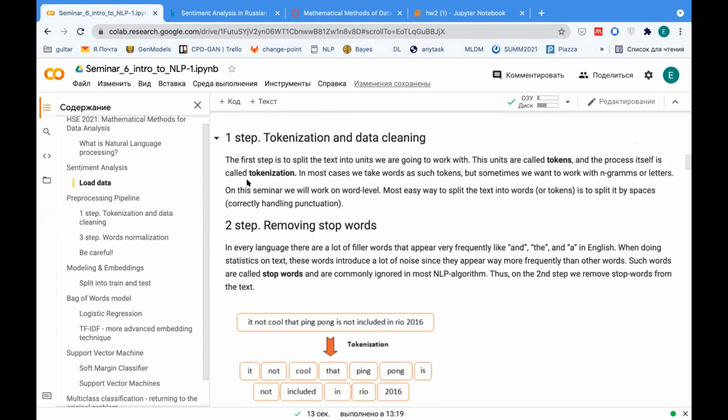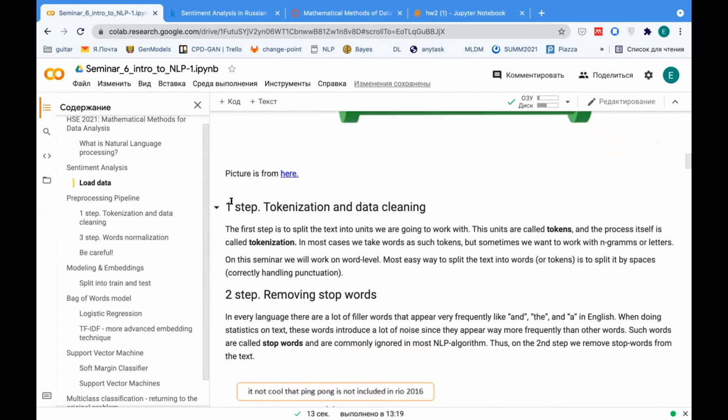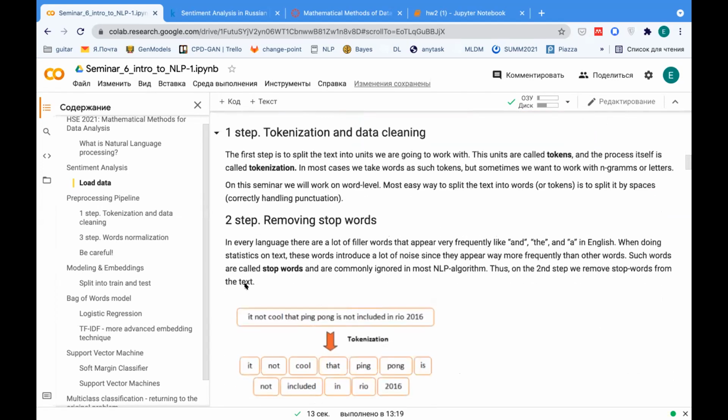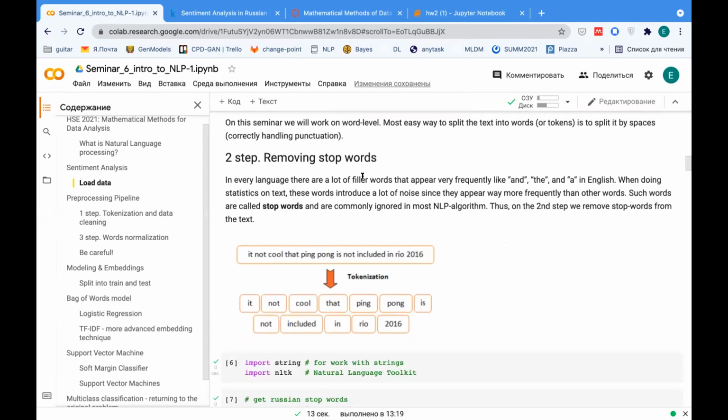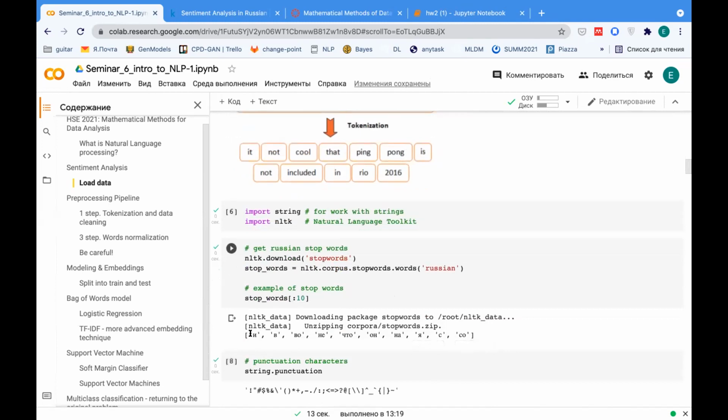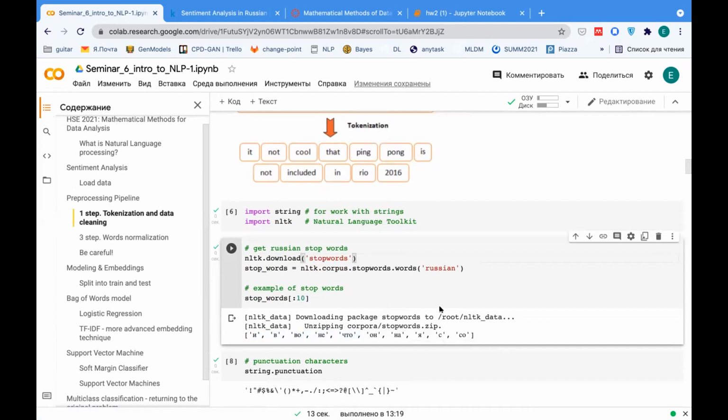Another thing that we need to do, we need probably to remove our punctuation, as there isn't a lot of meaning in it. And also we need to remove some words that are too common. For example, like these words. So it's just the words that are firstly too short, and secondly, they are too common for our text, and they don't bring a lot of meaning.